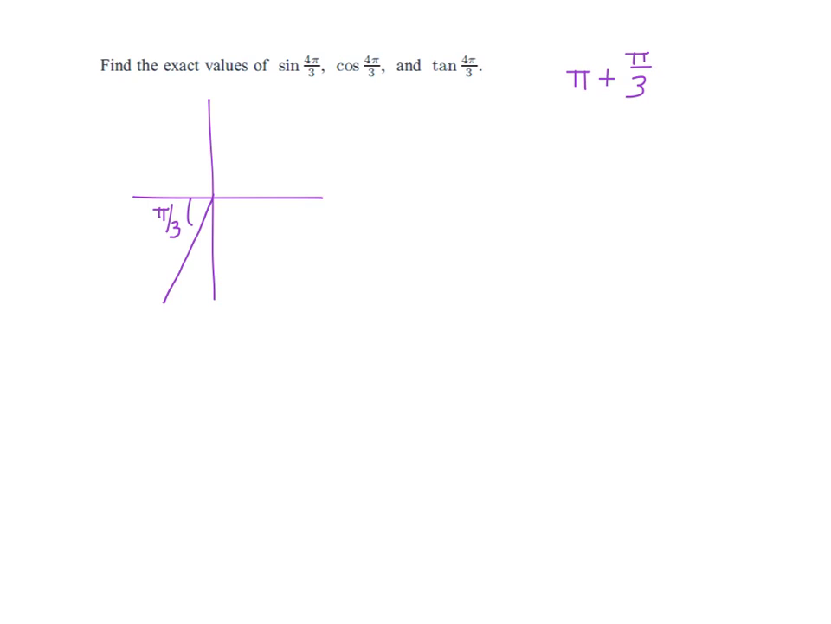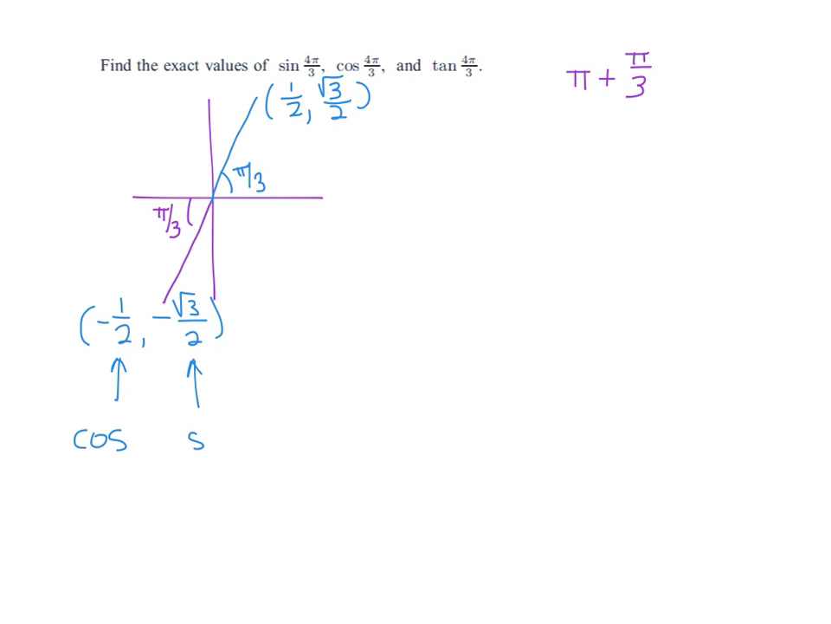Now look at pi over 3 on the first quadrant. The coordinates of pi over 3 on the first quadrant are 1 over 2 and square root of 3 over 2. So apply that same logic on exactly the opposite side. We get negative 1 over 2 and negative square root of 3 over 2. So the x-axis will be cosine, the y-axis will be sine.